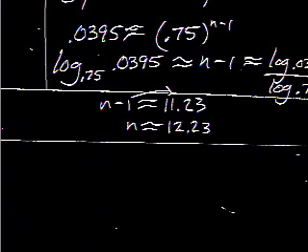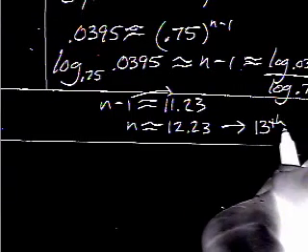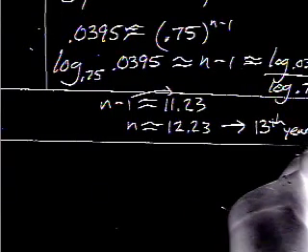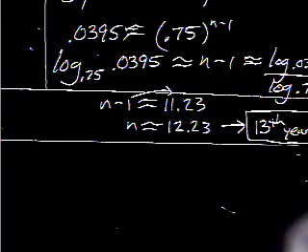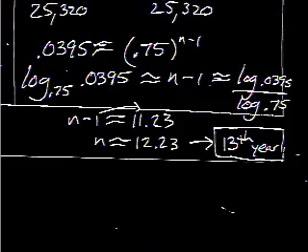Now, the 12th term would not create a value of under $1,000 or $1,000 or less. So we have to actually go to the 13th year. The beginning of the 13th year would create that value of $1,000 or less.